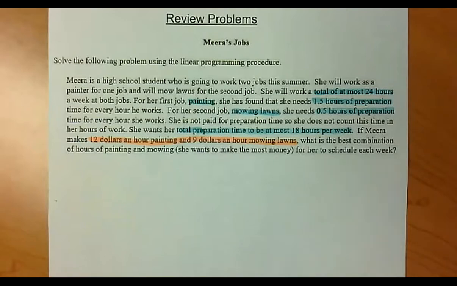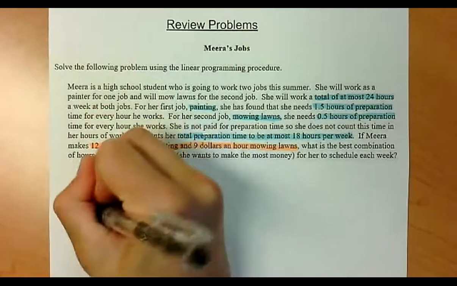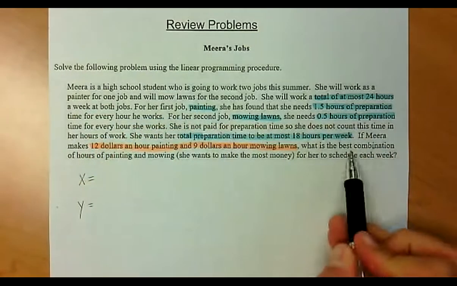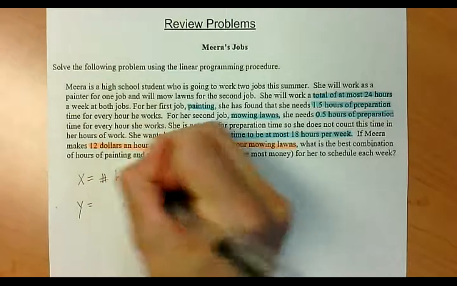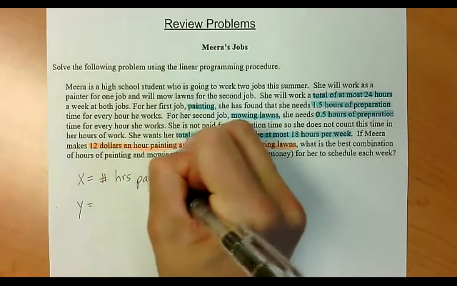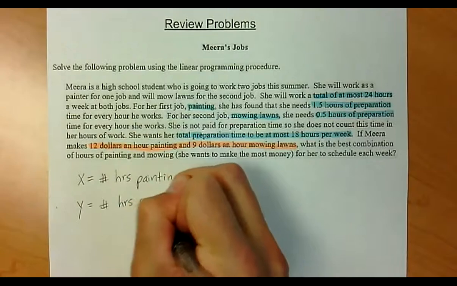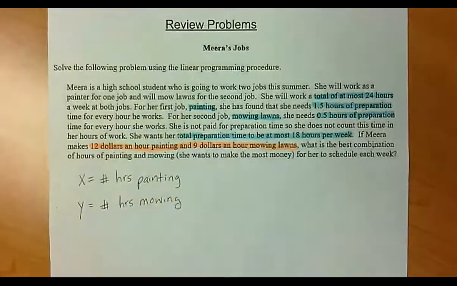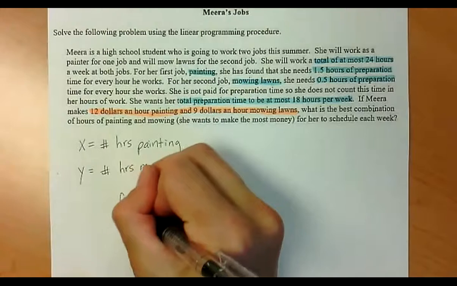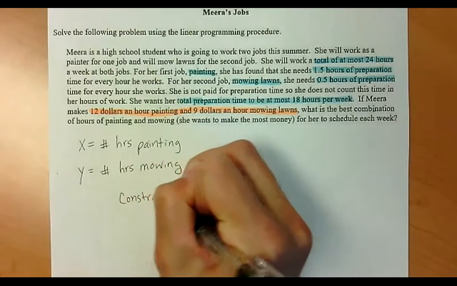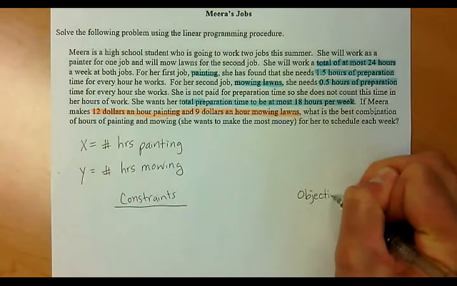So after we've read and identified the important information, next we're going to define our variables. So I'm trying to figure out the best combination of hours painting and hours mowing. Okay, so now let's write our constraints, right? So we have constraints, or you can think of them as restrictions, and then we're going to have our objective function.